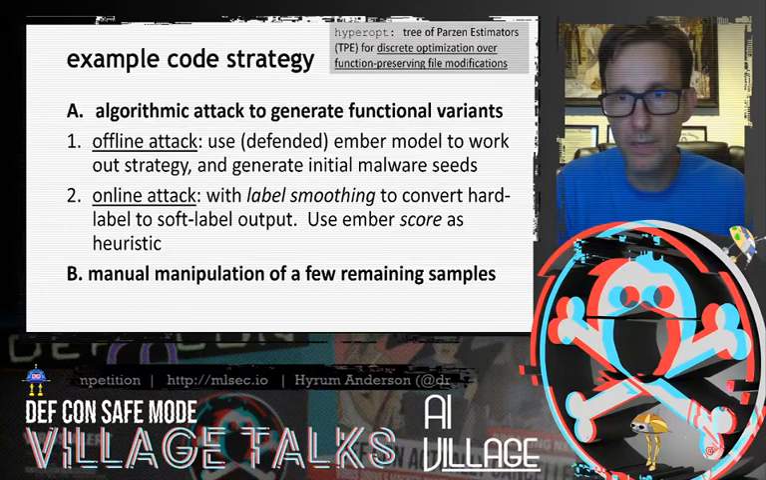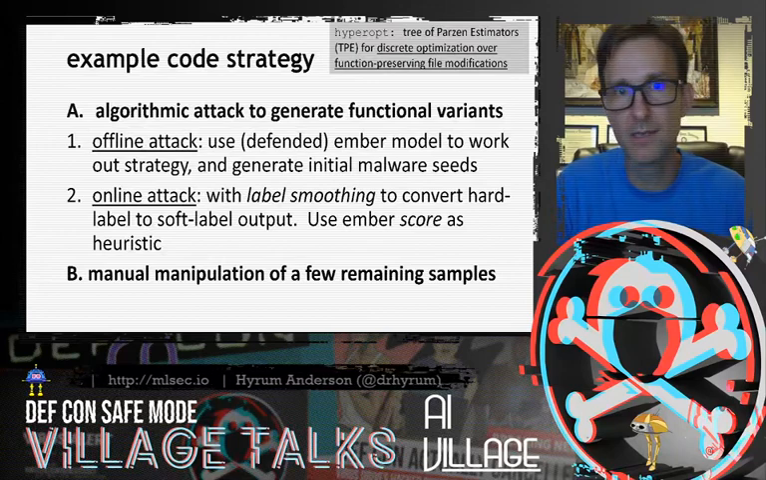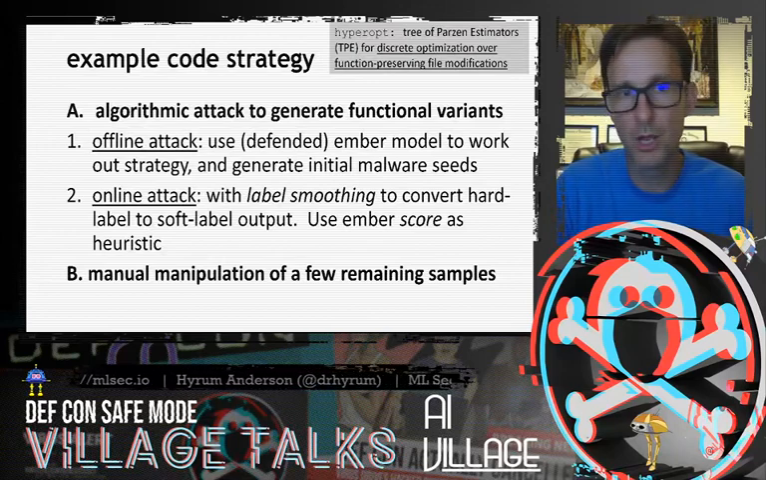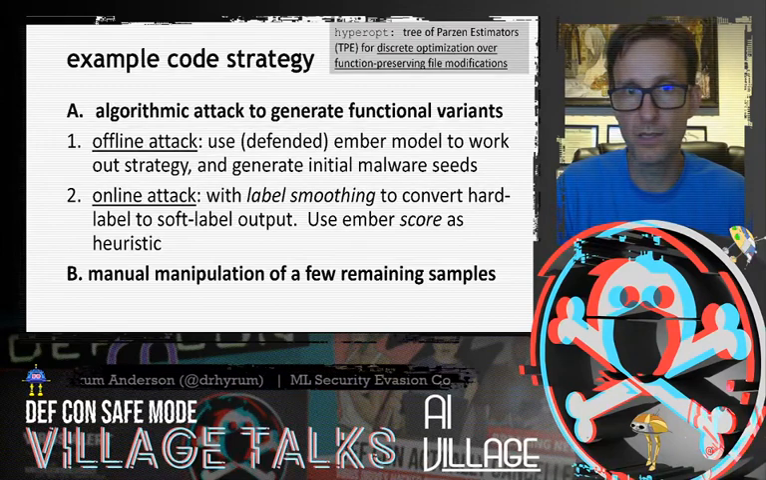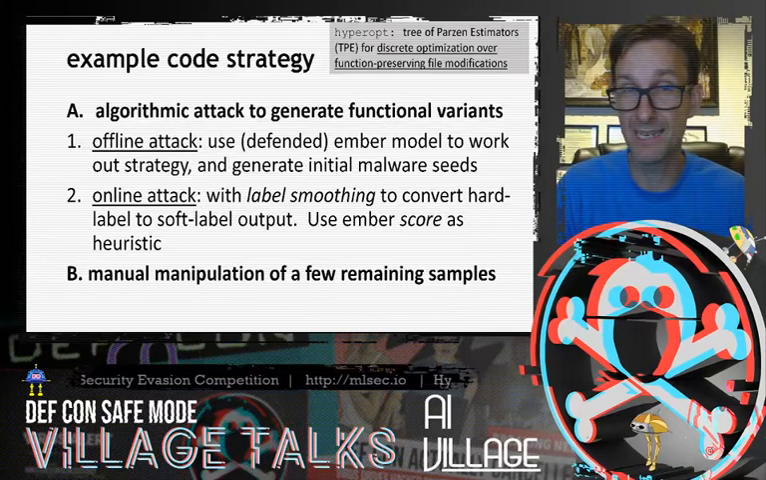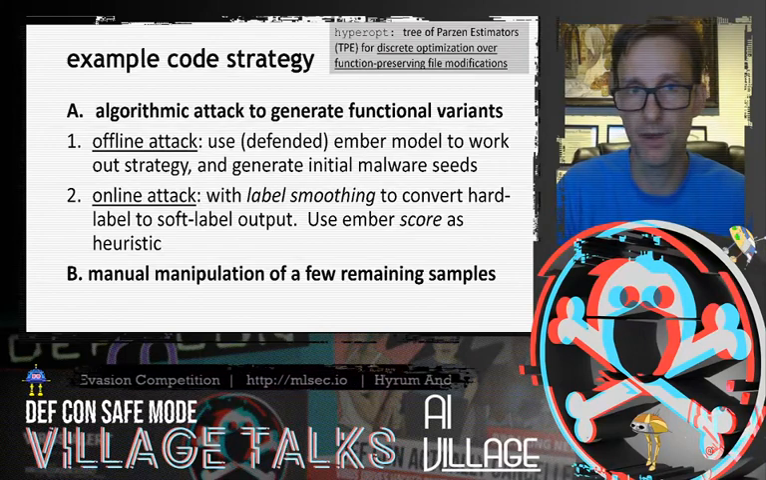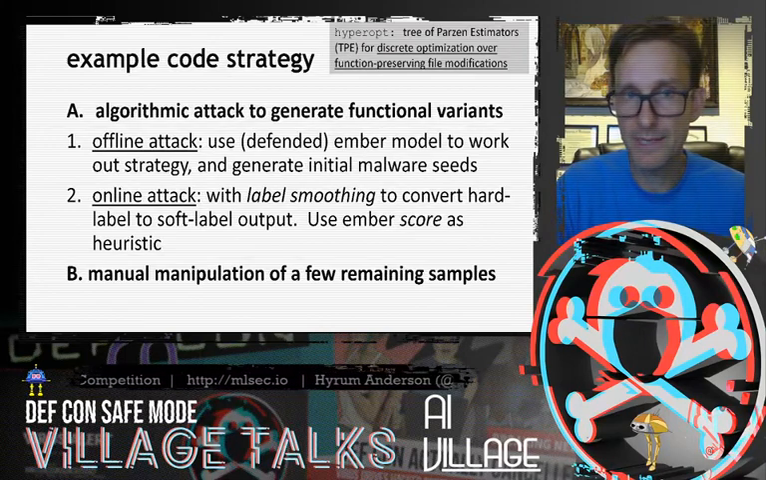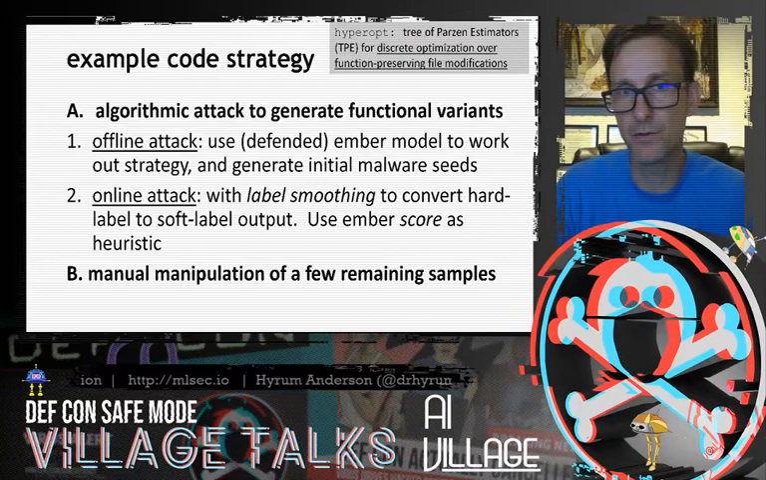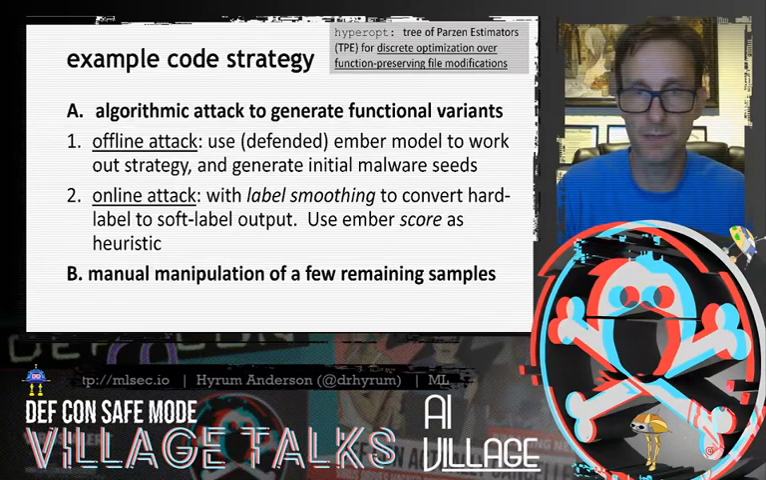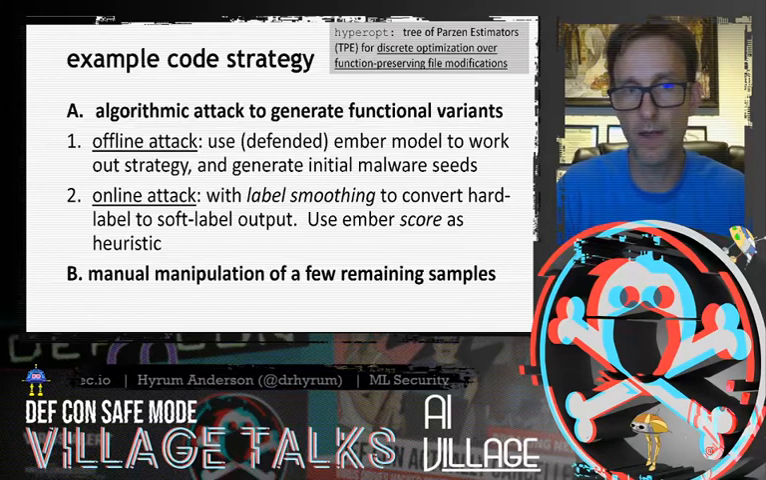In it, because we'd like to be efficient in the number of queries against the hosted machine learning models, we'll actually break this attack into two parts. An offline attack, where we use the defended Ember model for which we have code to work out our strategy and generate initial malware samples. We hope that those seeds might evade some of the online models that are hosted. And then in the online attack, we'll take those initial seeds and the algorithm will further optimize and discover additional file modifications required to evade the online hosted models.